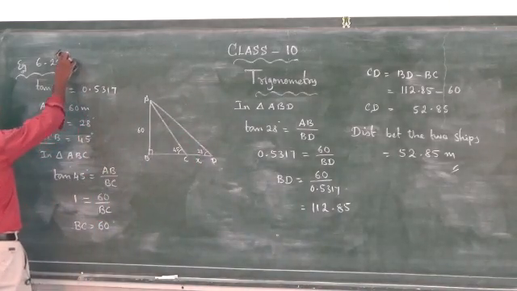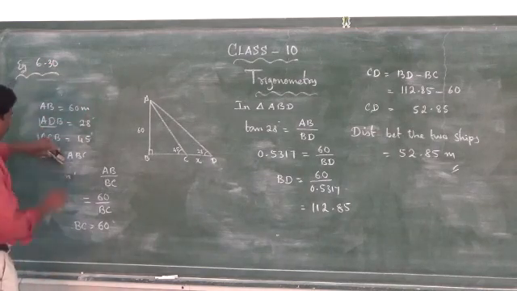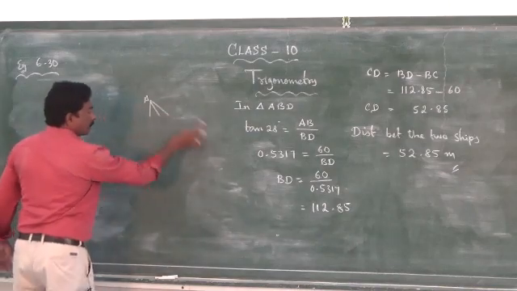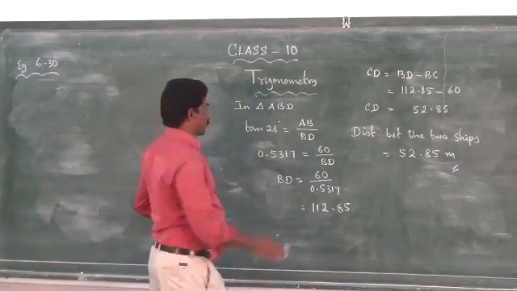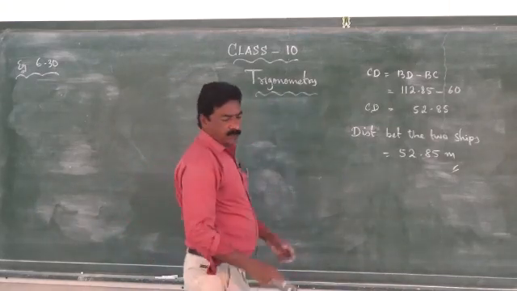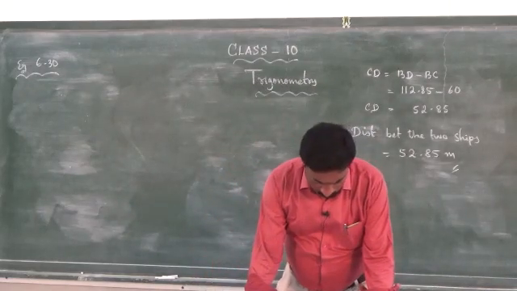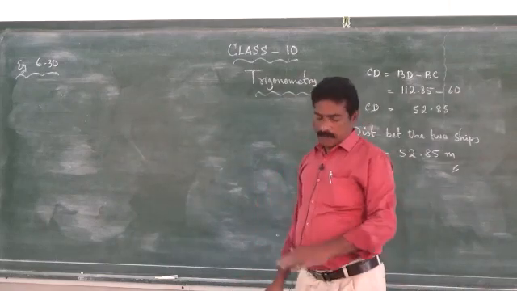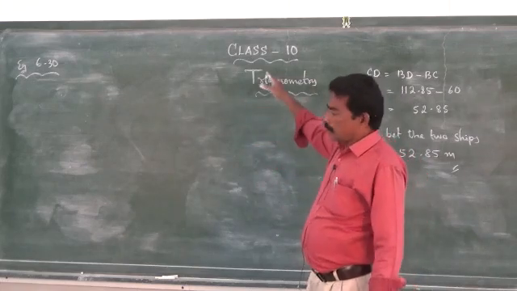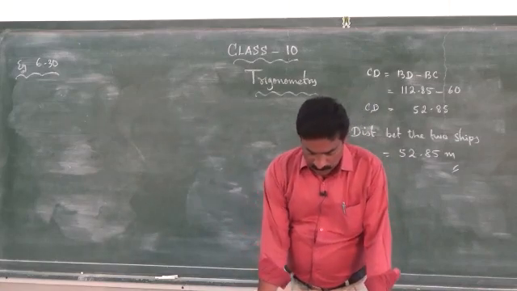The next example. So for all these sums, a diagram is a must. If you draw the diagram correctly, then it is easy. Height and distance is very easy. Now the next example. A man is watching a boat speeding away from the top of a tower. From the top of the tower he is watching a boat. That boat is going away from the tower.